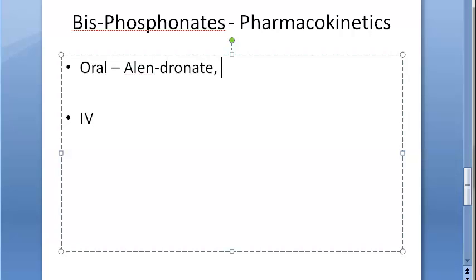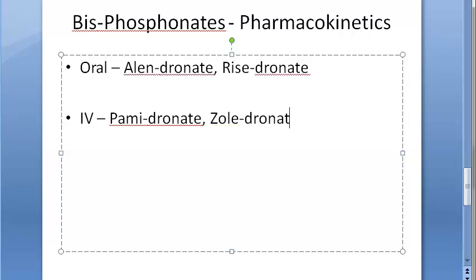Alendronate, Risedronate. IV you will give Pamidronate and Zoledronate. Very good. Now, orally what happens is that the bioavailability is very low.